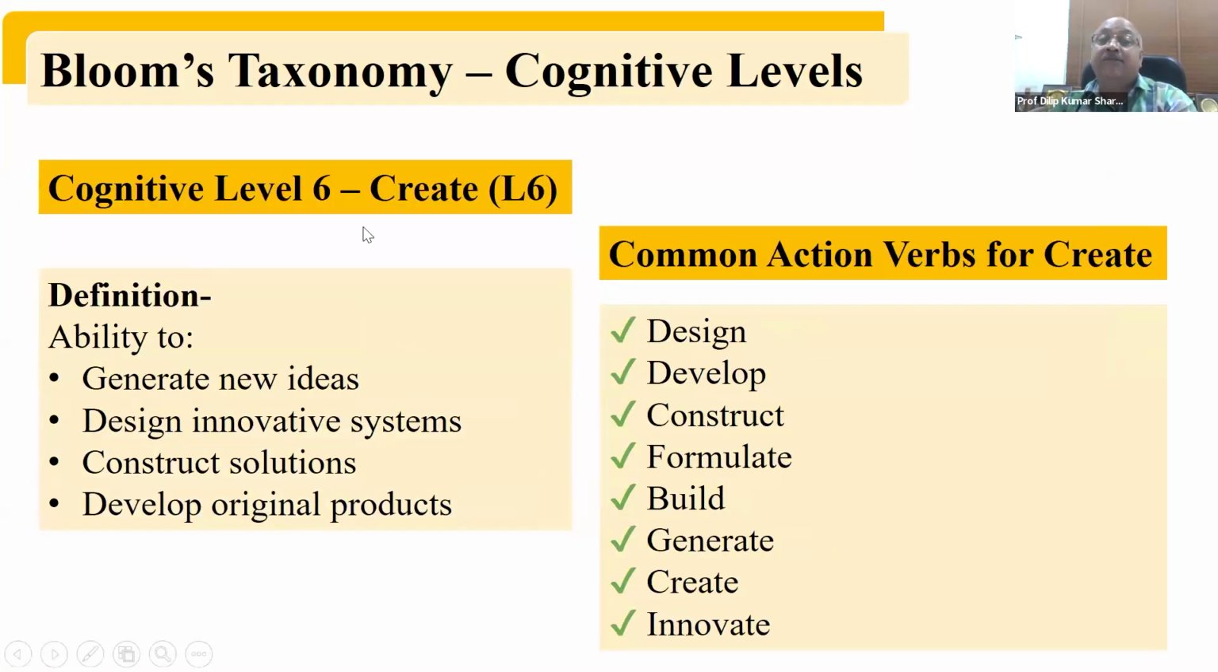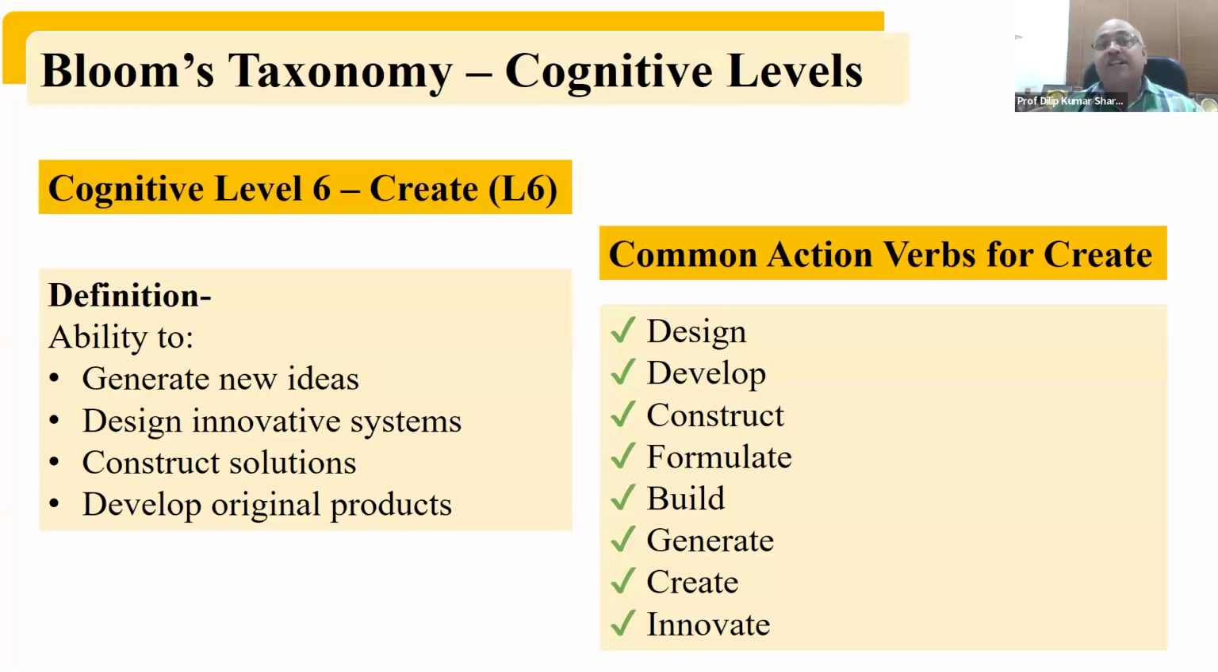The top cognitive level is create. So the ability to generate new ideas, design innovative systems, construct solutions, develop original products. So design, develop, construct, formulate, build, generate, create, innovate, like that, are the action verbs we use to frame the questions. So this is the highest level of the cognitive levels in Bloom's taxonomy.